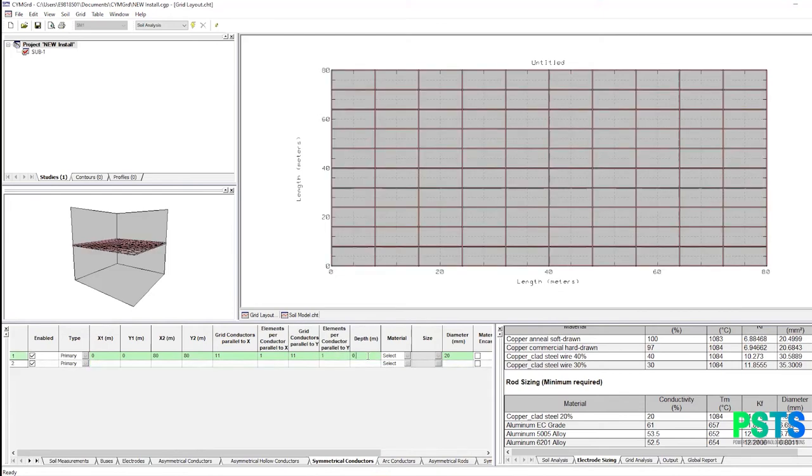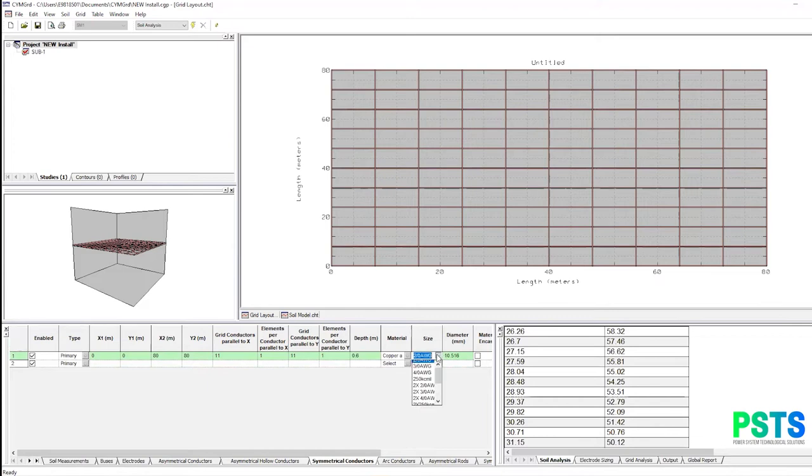I will explain. Typical depth is 0.5 meters, let's say, or 0.6 meters. This is where your ground grid is. And the material I'm going to select from my database, copper anode, I'm going to say it's this conductor. It's 13.46 diameter conductor.